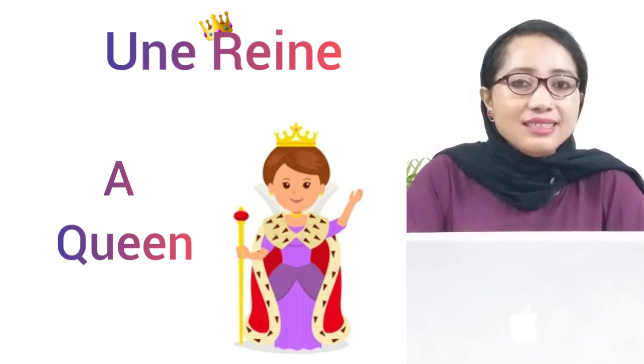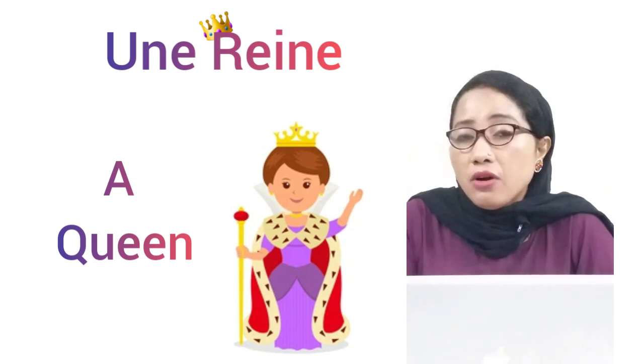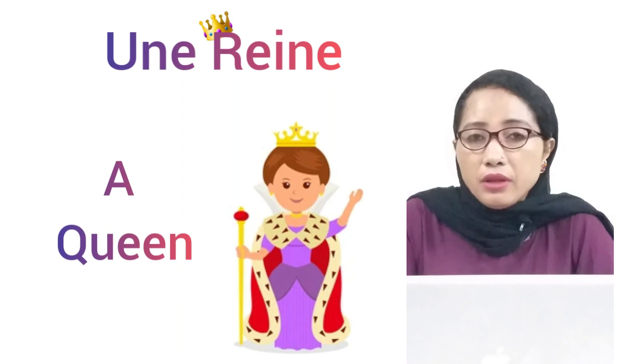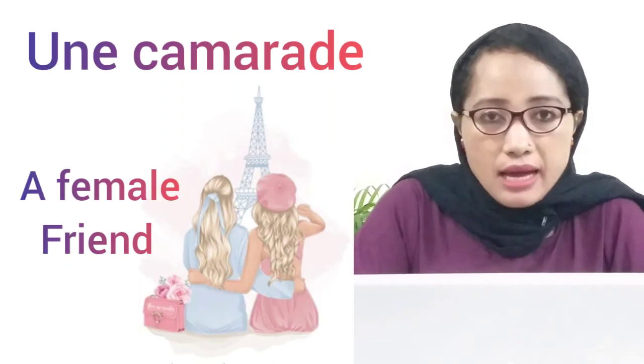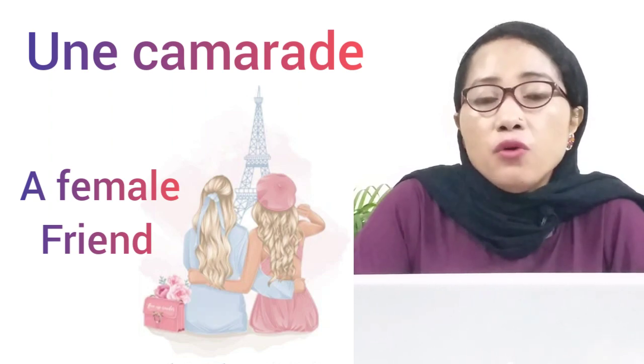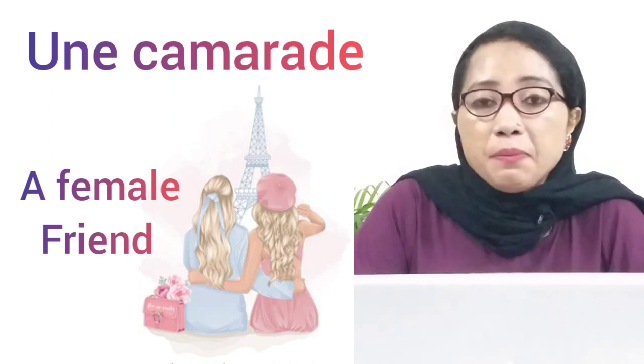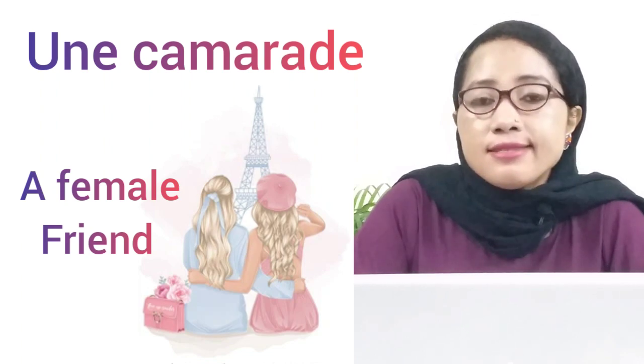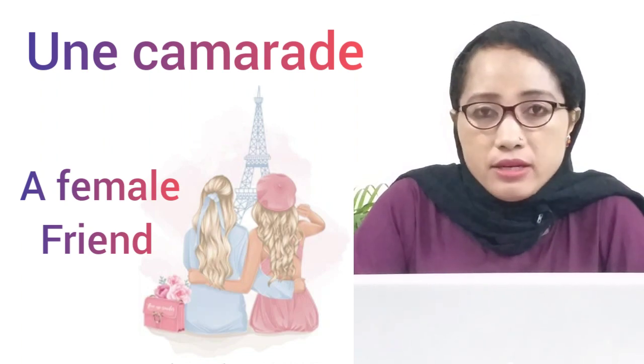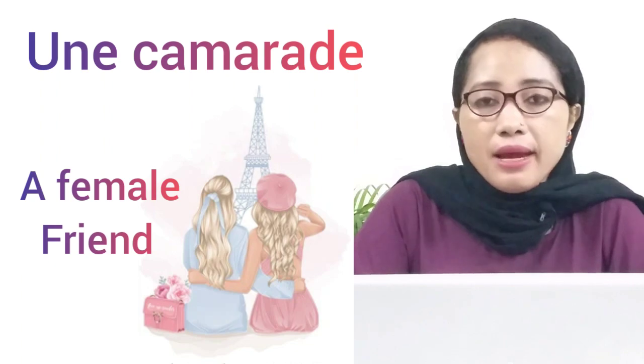a queen, the feminine form of a king, un roi, right? Une camarade, a female friend. The spelling doesn't change here, it is the same as the spelling of the masculine one, right?